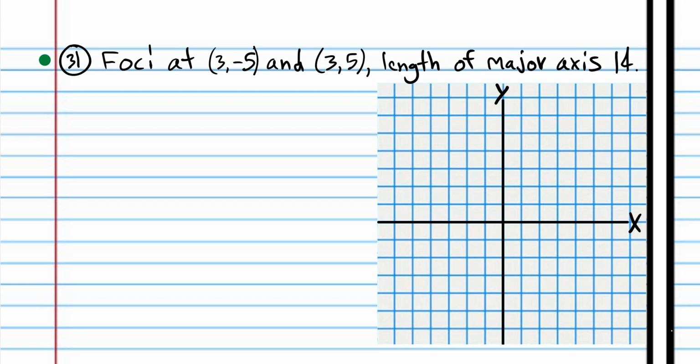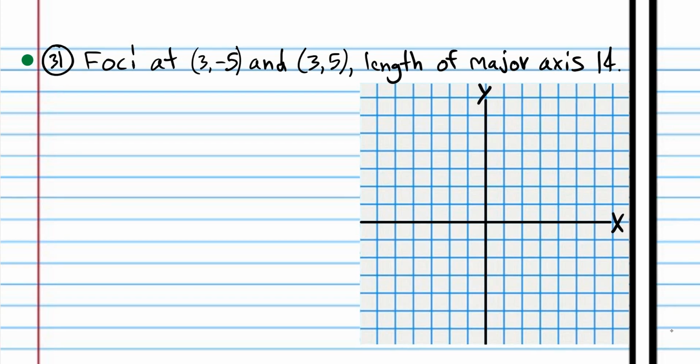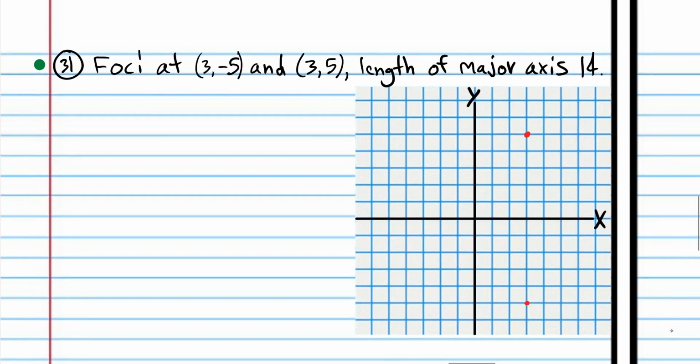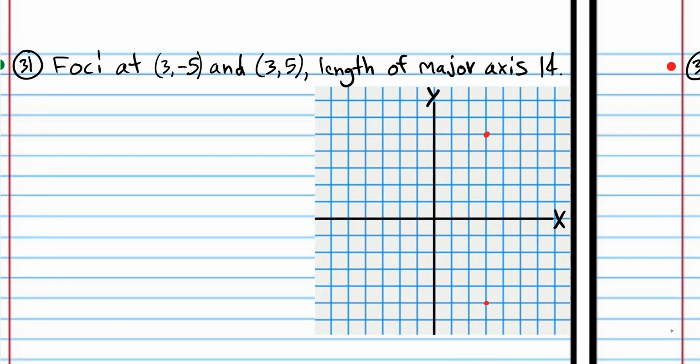Okay, we're back. So we have a focus at (3, negative 5). 1, 2, 3, 1, 2, 3, 4, 5. So there's a focus there. And 1, 2, 3, 1, 2, 3, 4, 5. There's a focus there. And it says the length of the major axis is 14. So the foci are here, so the major axis is going to be vertical.